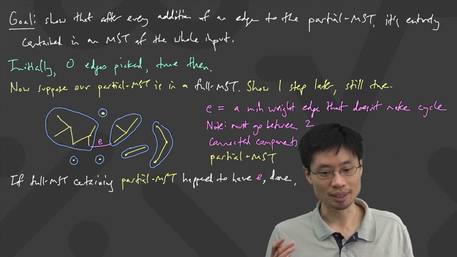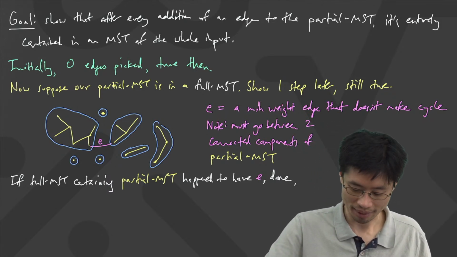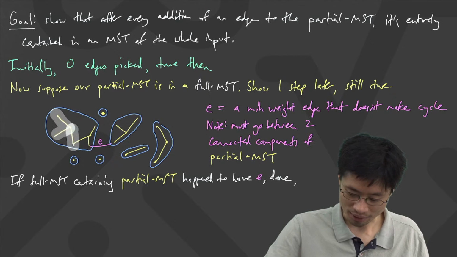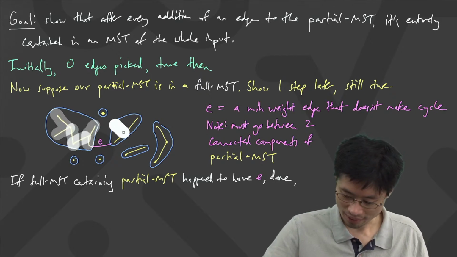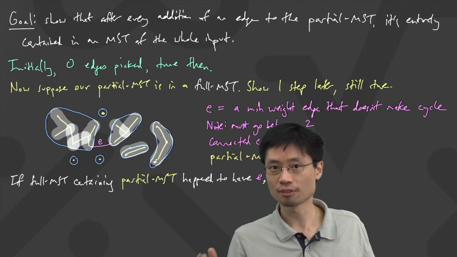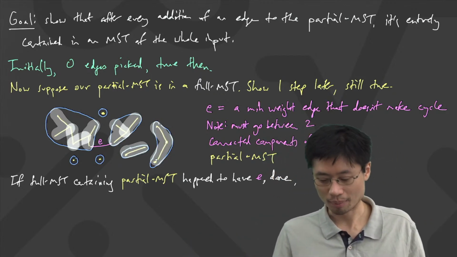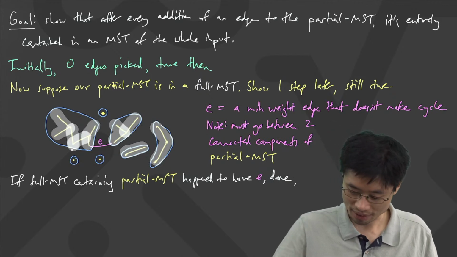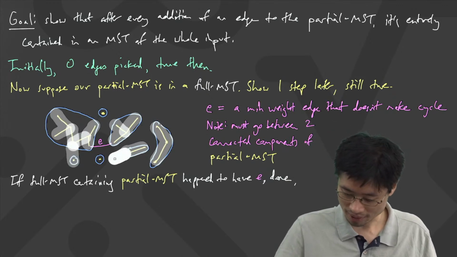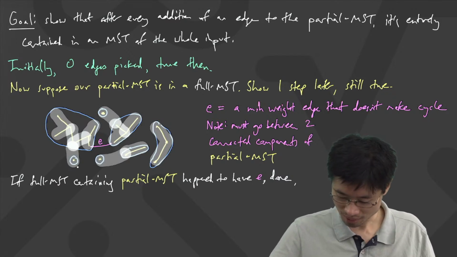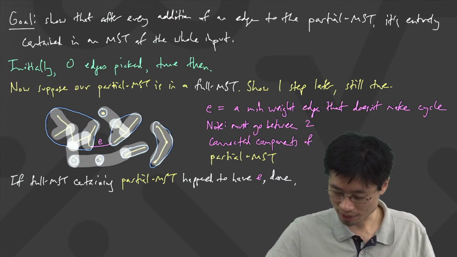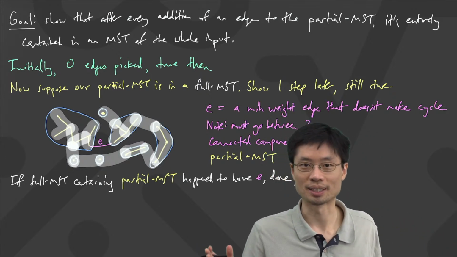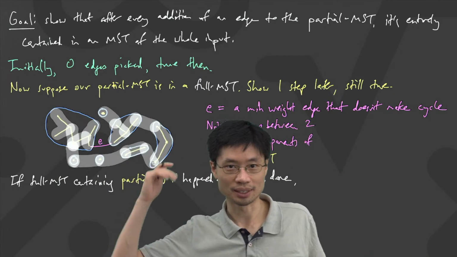Well, there's this full MST that contains the partial MST. That means it just kind of goes through this, okay? Going through all this. But it's a full MST. It's going to do some other stuff. Somehow it has to link up everything else. So maybe like this, maybe like this, maybe like this, maybe like this. I'm just drawing something, okay? Maybe it looks like this. I just made up something. So maybe I have all of these things being connected.